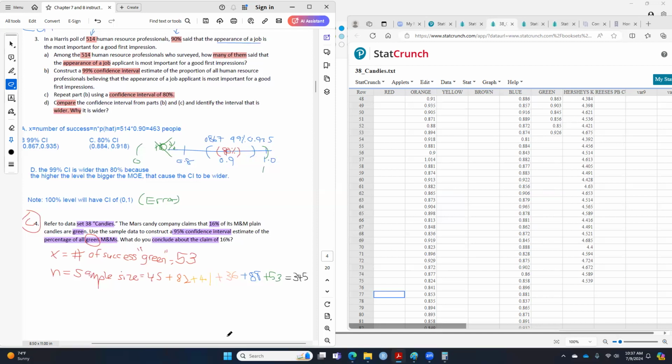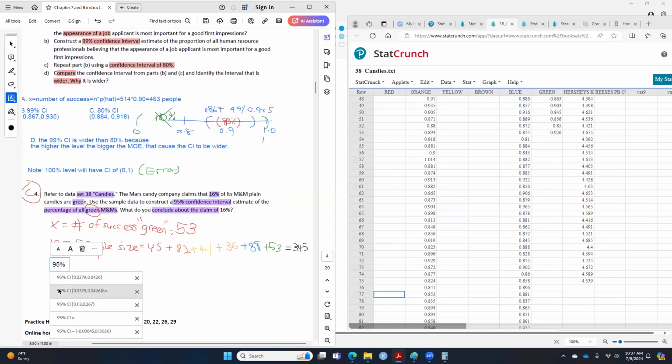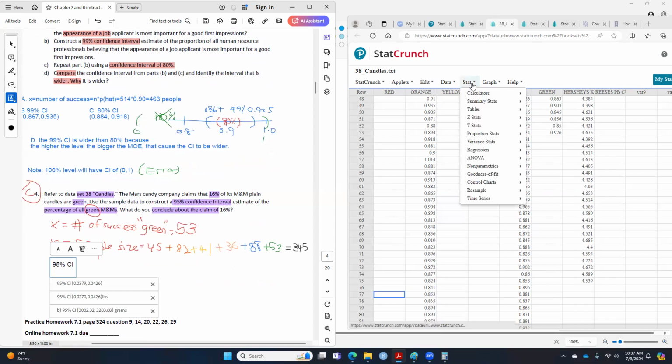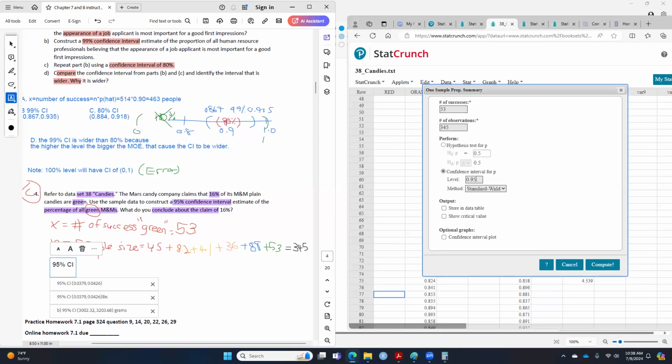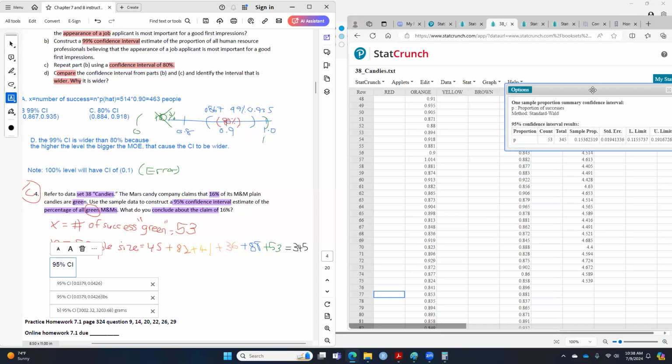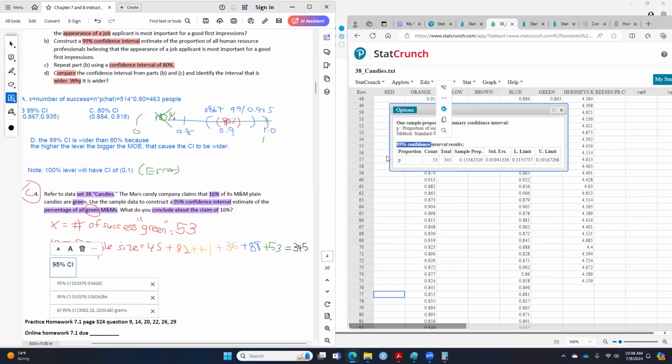Okay. And then the question is asking us to perform a 95% confidence interval. So in order for us to do that, you go to stat, same thing that you just did on question 2 and question 3. Proportion stats, one sample with summary. The number of successes in this case is your x. We have 53. And the number of observations is your n, 345. And you find the 95% confidence, so it's still 0.95, and then you hit compute.